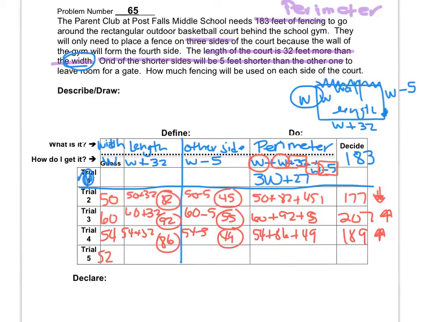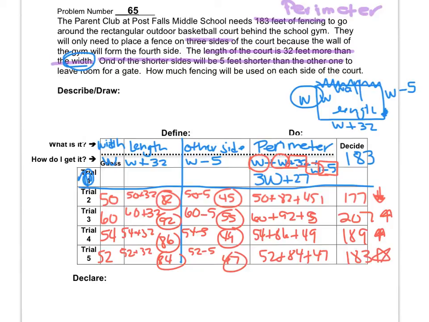So let's go with 52, because I know it's between 50 and 54 now. If the width was 52, the length would be 52 plus 32, so that would be 84. My other width would have been 52 minus 5, which is 47. And if I add 52 plus 84 plus 47, hey, I get it this time. So there it is. I got it now. If you don't happen to get it in the 5th trial, that's okay.